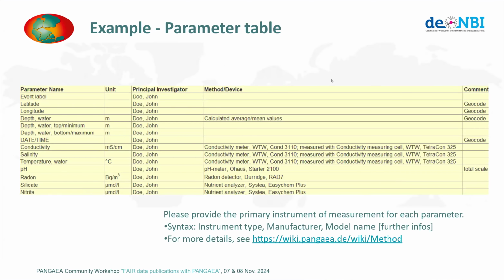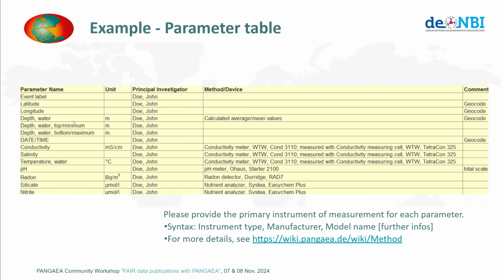So now here you can see an example for the parameter table. Maybe you remember I showed you this data set in the beginning and you saw this parameter table, and this is actually the information for that. So this is quite important for us, especially if you have really complex parameters. So it makes it much easier to add this information to our system if you provide this parameter table.